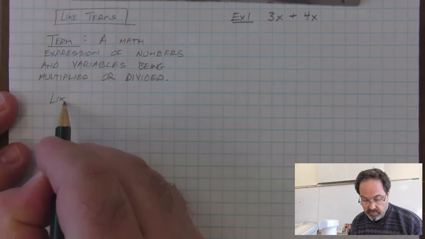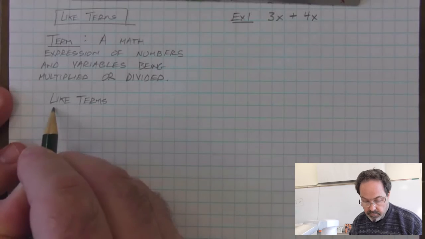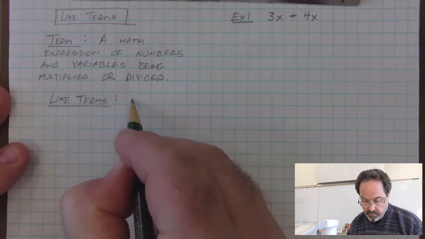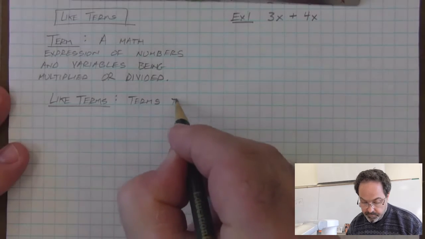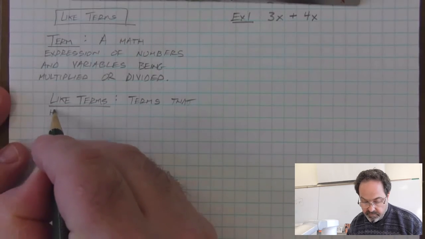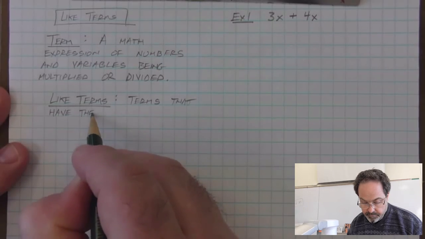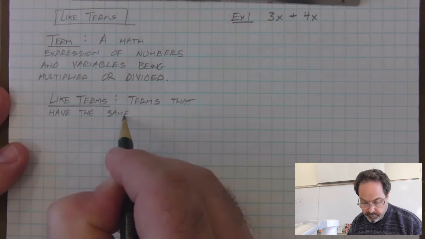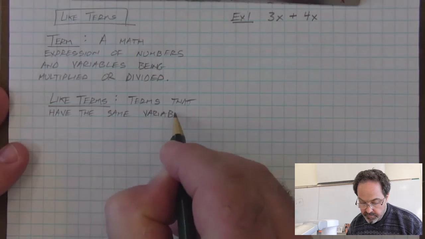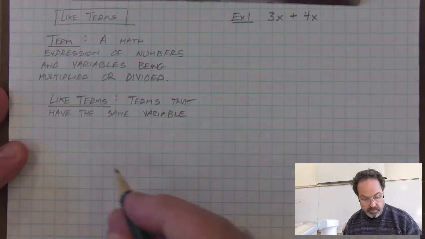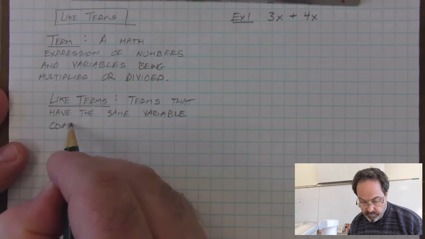So what does it mean to be like terms? Like terms are terms that have the same variable component. Not just the same variable, but the same variable component. What we mean by that, we'll take some examples.